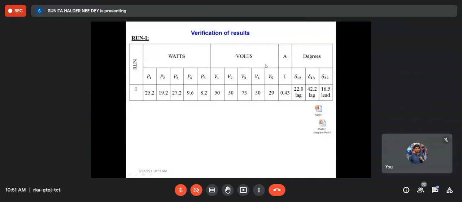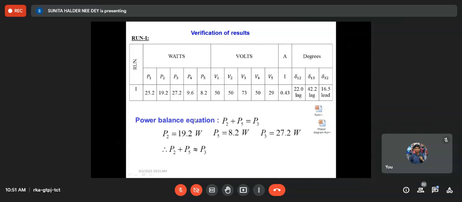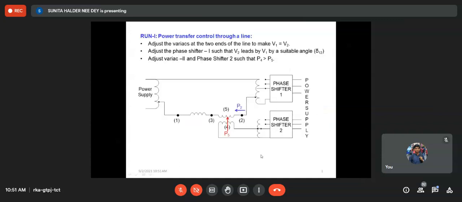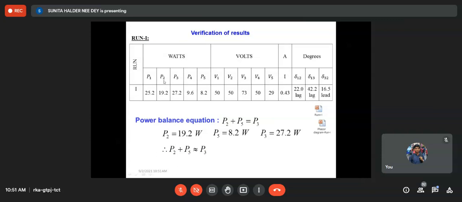So this is the result. Okay. Since you have not written it in your hand, it is very difficult to see it and decide at a glance. Let us take it one by one. If you see the analysis, then the power balance equation should be P2 plus P5 equal to P3 for run 1. Just extract P2 and P5 from here. P2 is 19.2, P5 is 8.2, right?